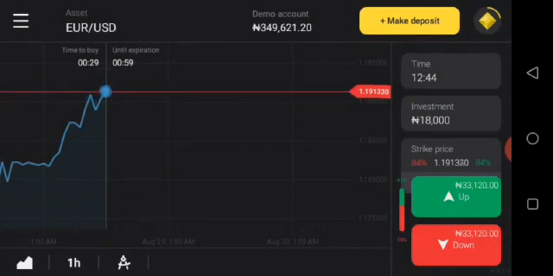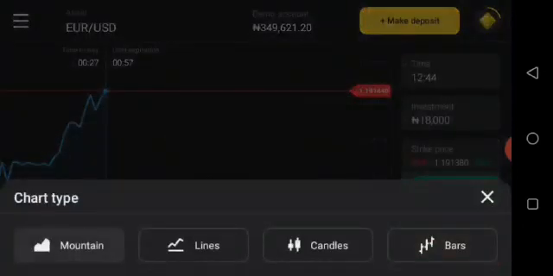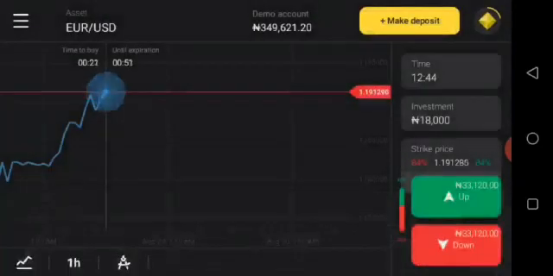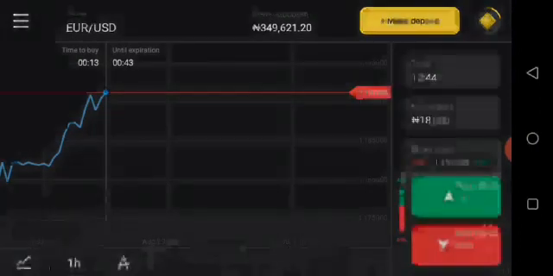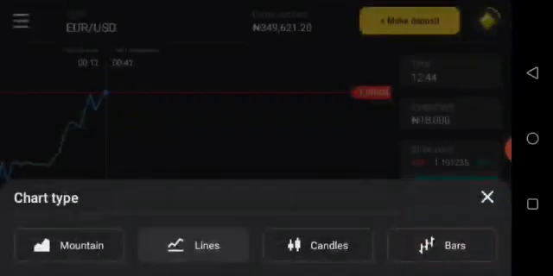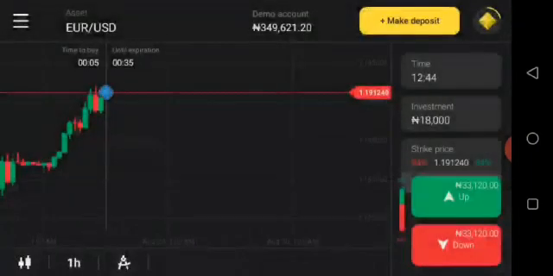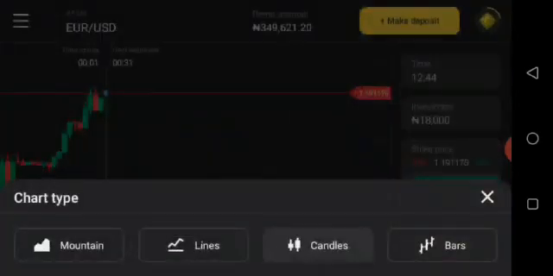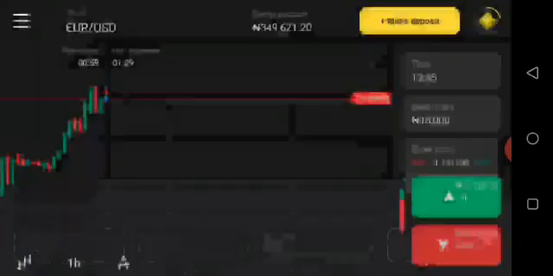Second, this is the line chart. Let's bring up the line chart now on the screen. You see how the line chart goes. So you have to know which one you are working with. Then look at the candlestick now. This is the candlestick chart. You see how the candlesticks look. Then the fourth one is the bar chart. This is what we call the difference.